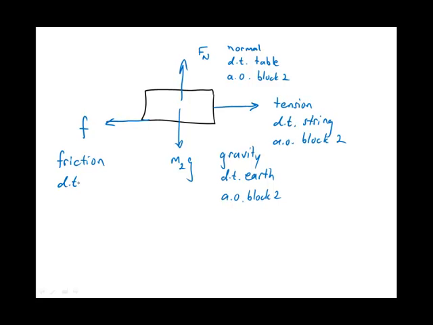And remember, friction is due to a surface, and the only surface touching this block is the table, and it's also acting on block number 2. So we have a frictional force due to the table acting on block 2. So those are all of the forces acting on the block.